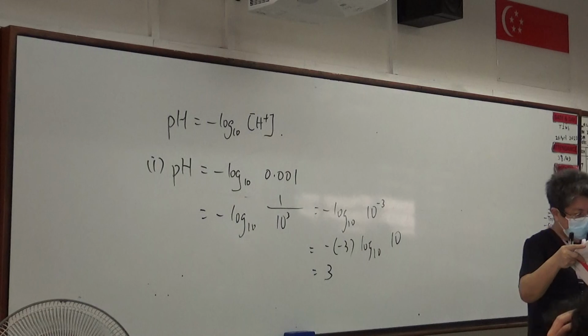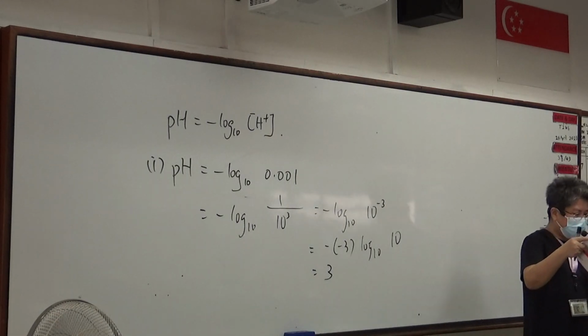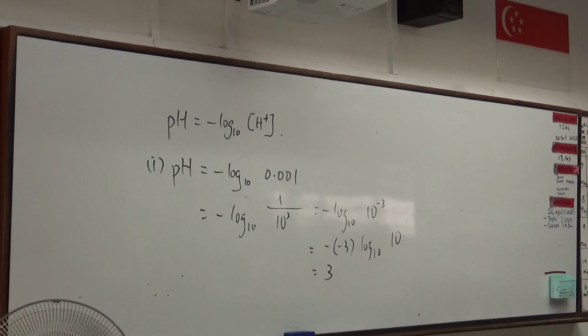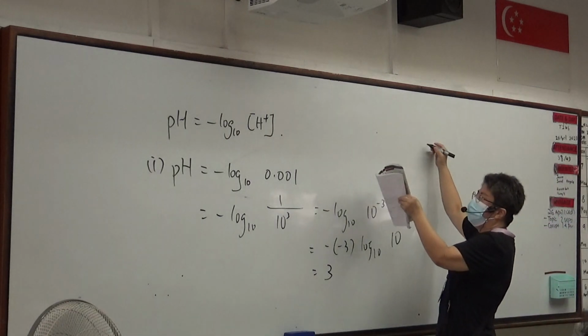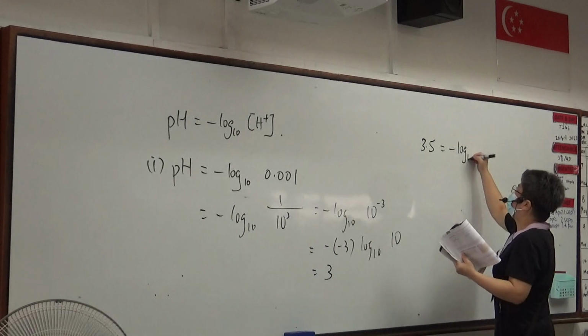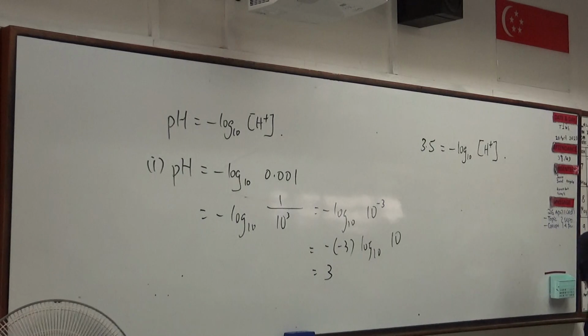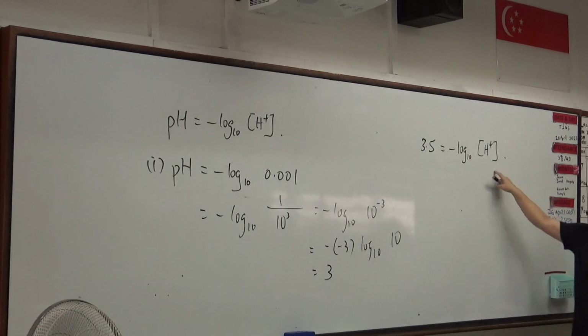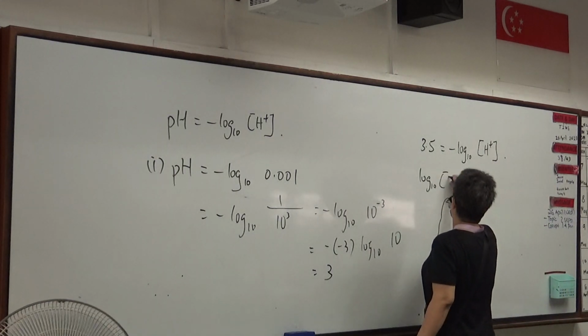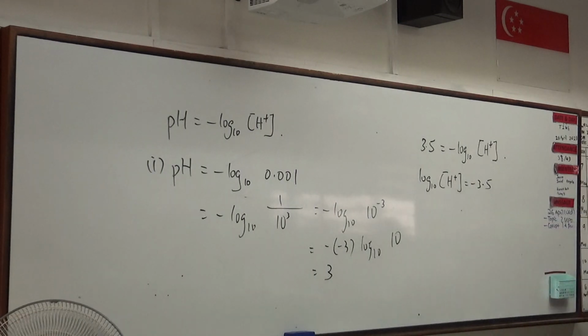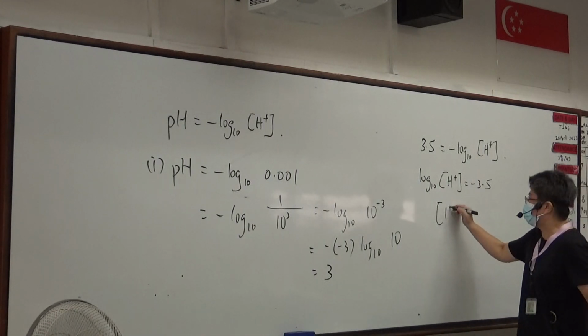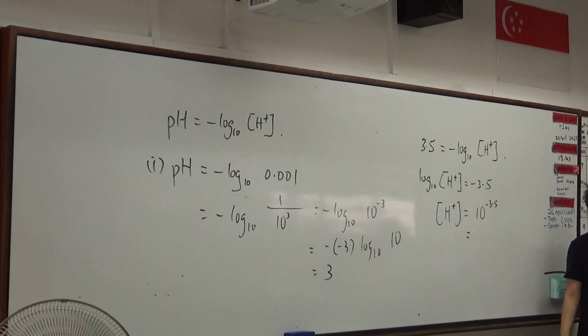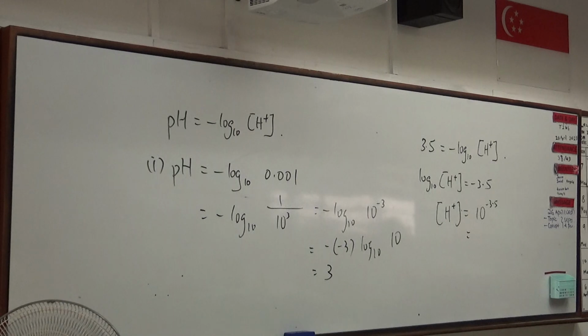The pH of lemon juice is 3.5. What is the hydrogen ion concentration in mole per liter? Give your answer in scientific notation. Scientific notation means standard form, so don't be confused by that. So we will have 3.5 equals negative log 10 of H plus. I'm supposed to find this one. So log 10 of H plus equals negative 3.5, correct? Use your calculator, key in 10 to the power of negative 3.5. What is this? Give 3 significant figures.